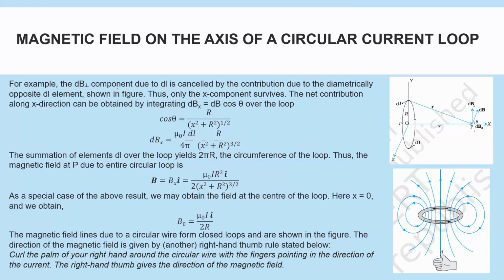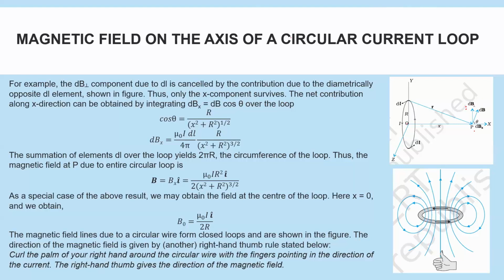The dB perpendicular component due to a given dl is cancelled by the contribution due to the diametrically opposite dl element. Sorry, dBx is not cancelling out; the dB perpendicular is cancelling out here. So only the x component remains. Any component perpendicular to the x-axis will cancel out.